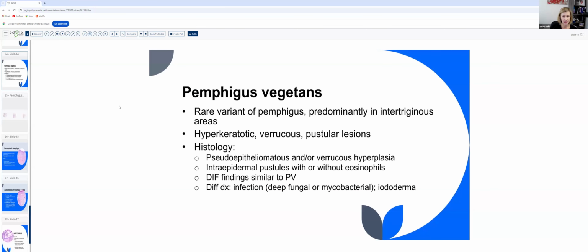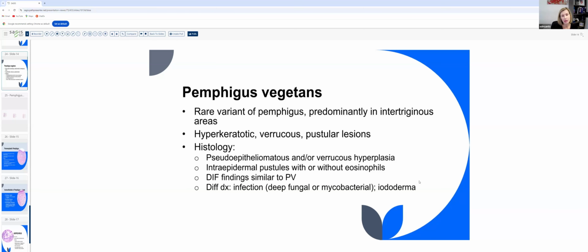Pemphigus vegetans is very uncommon. It predominantly is seen in intertriginous areas and presents as very hyperkeratotic, verrucous pustular lesions. So histologically, we need to have a very high degree of suspicion for these cases because they have a lot of overlap histologically with deep fungal infections or mycobacterial infections.